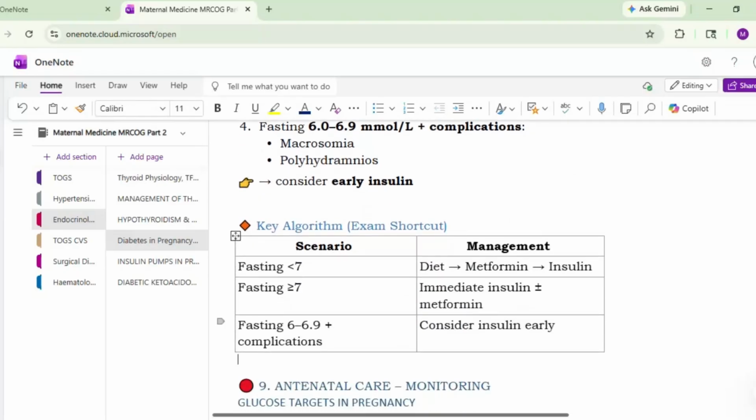The same thing is discussed here. Fasting less than 7, go for stepwise diet, metformin, insulin. Fasting more than or equal to 7, immediate insulin plus maybe metformin if required. Fasting between 6 to 6.9 plus complications, consider insulin therapy.